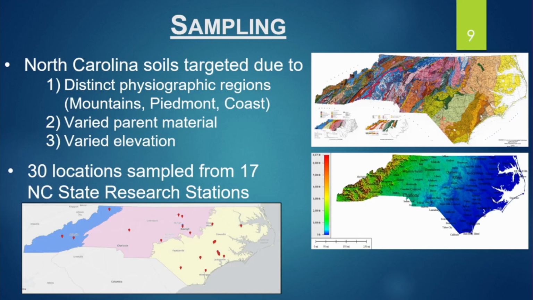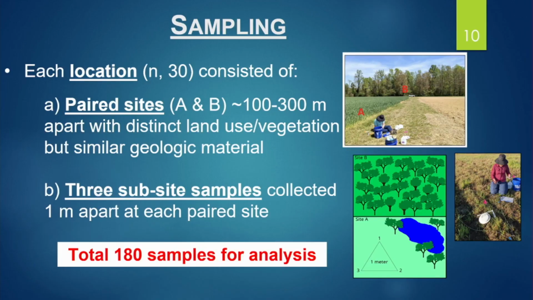So these are these different locations here in the mountains, the Piedmont, and the coast. And these were from NC State research stations that are used for teaching purposes that we got permission to sample at. So from each of these 30 locations, we had paired sites. And you'll hear us talking about this terminology of locations, paired sites, and subsite samples, so that's why we want to bring it up now.